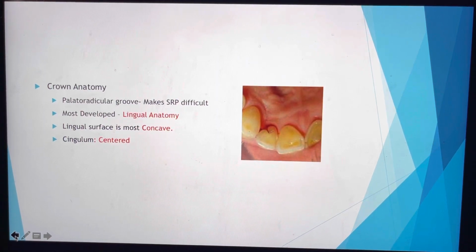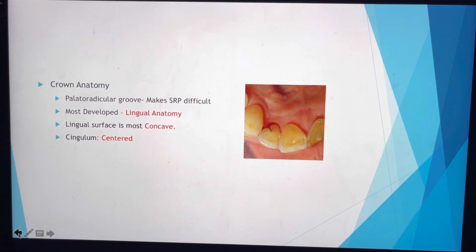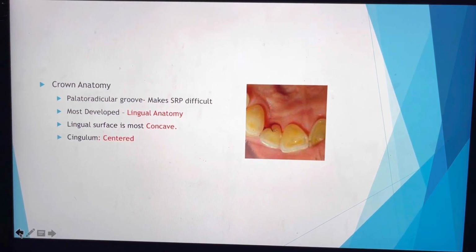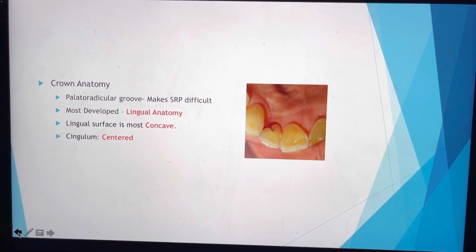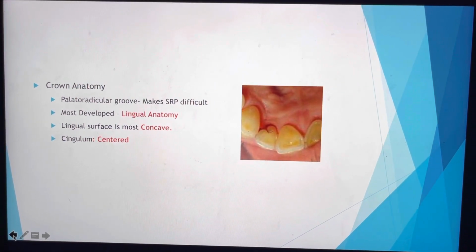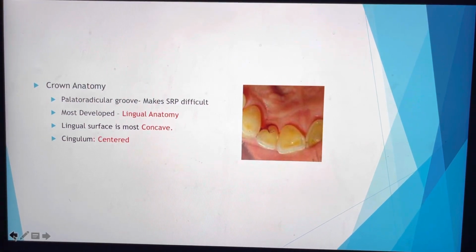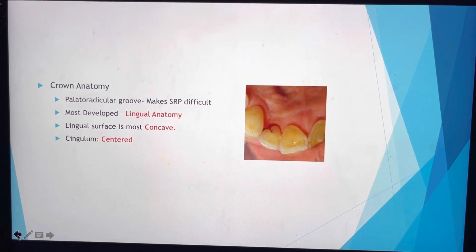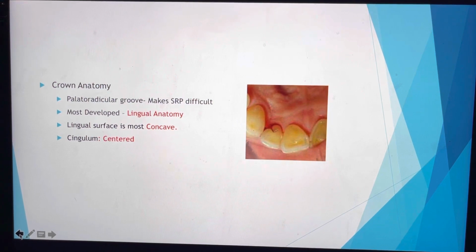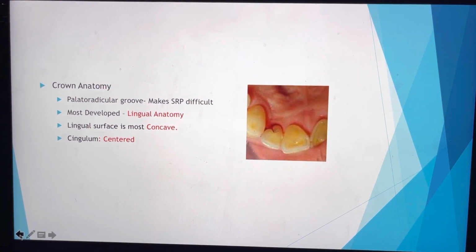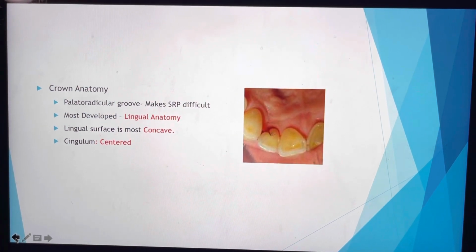Now let's talk about the crown anatomy. The palatoradicular groove, which you can see in the picture, is a deep depression, which makes doing scaling and root planing difficult, because this would be the most common place where you would find pockets or calculus remainings. It has the most developed lingual anatomy. The lingual surface is the most concave of all the anterior teeth, and the cingulum is centered. If you remember, in the maxillary central incisor, it was not centered, it has a distal inclination.